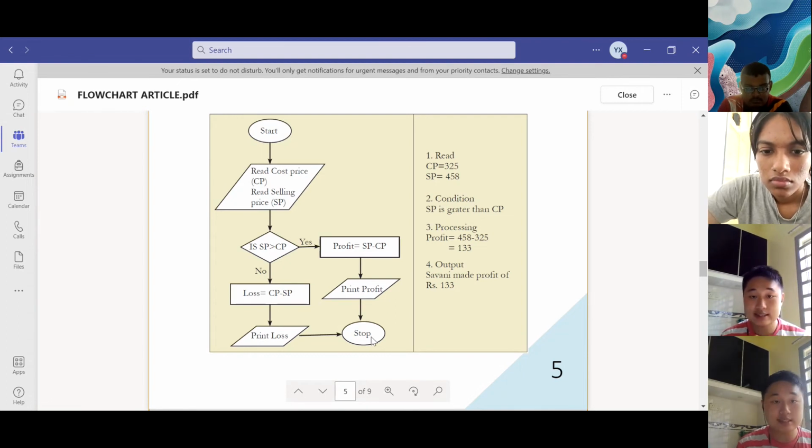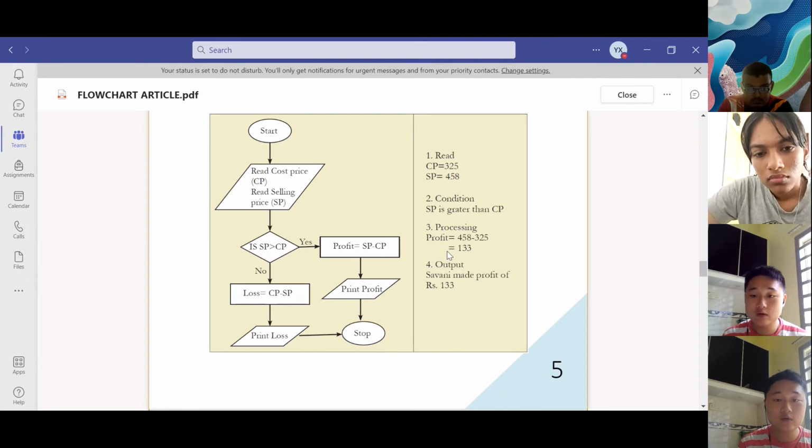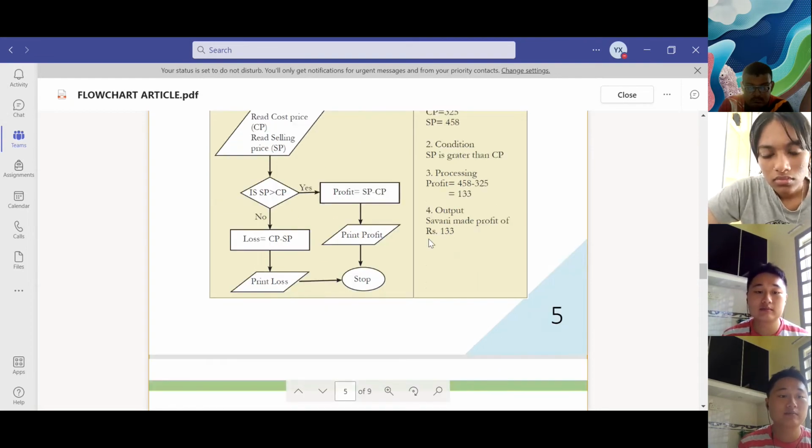So the output is: Savani made a profit of 133 ringgit, by processing the profit, which is 458 minus 325 equals 133.